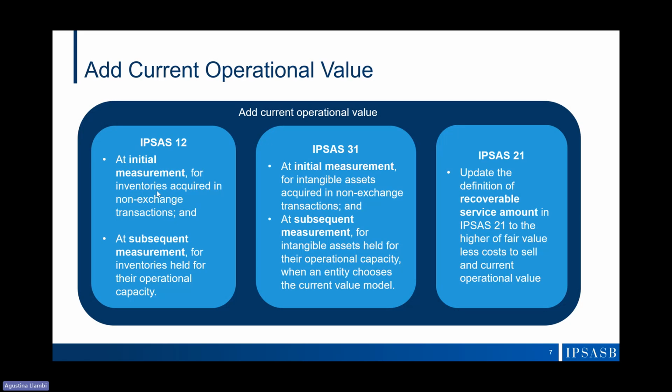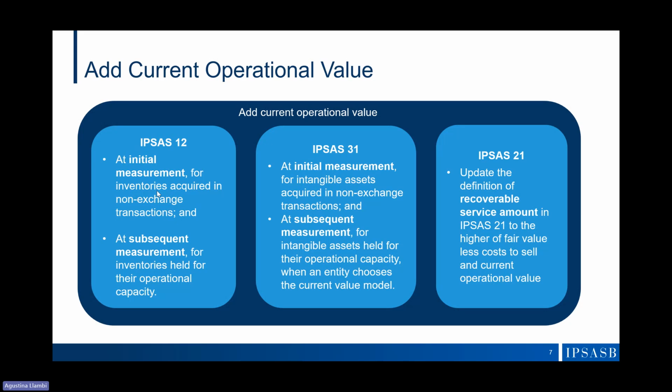When we think of inventories, inventories are measured at the lower of two values. One is the cost, what we pay at the beginning to get that inventory. In this case, when we're saying that we're distributing these vaccines for free, it will be the lower of cost or current operational value. So that's the specific proposal for IPSAS 12 within part 1 of the ED.